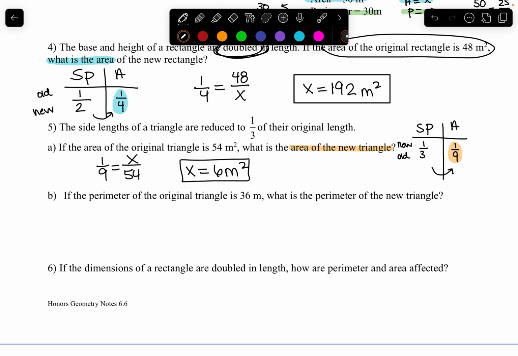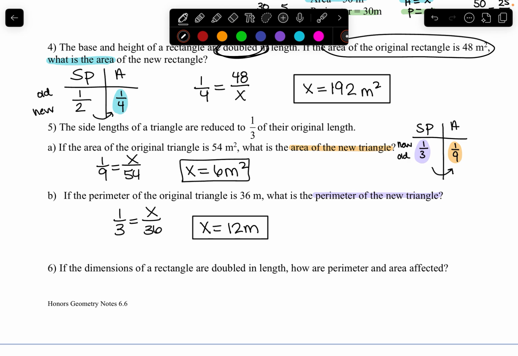And then it says if the perimeter of the original triangle was 36, what is the perimeter of the new triangle? Because it's looking for perimeter, I need my perimeter ratio. So we have 1 over 3 equals x over 36. Remember, original goes on bottom in this example. So we will multiply 36 times 1 divided by 3, and that gets me that my perimeter is 12 meters.